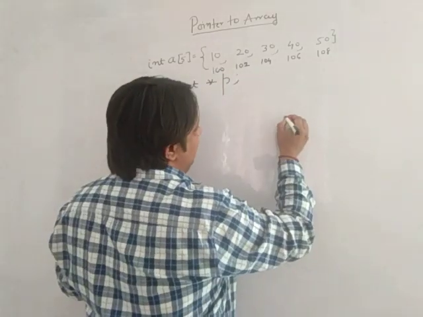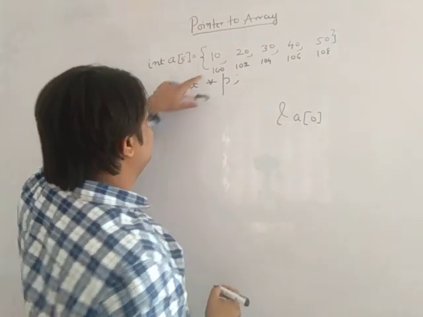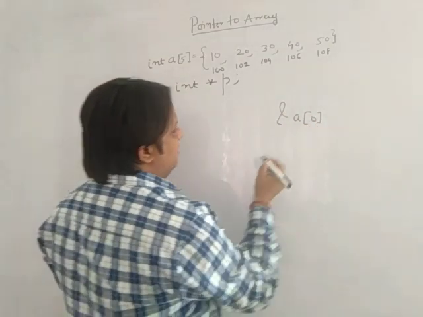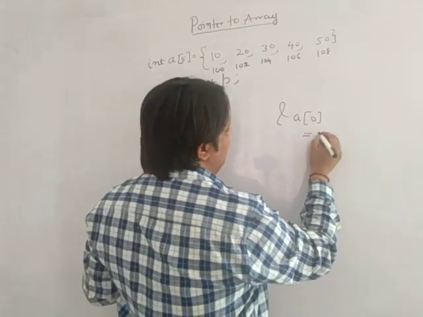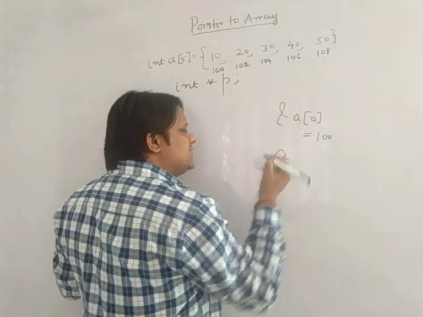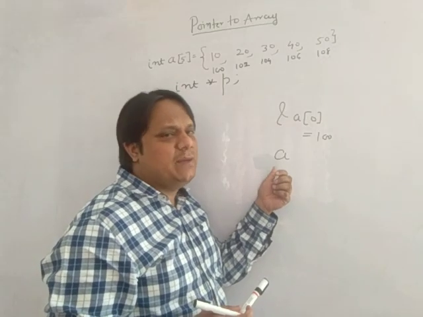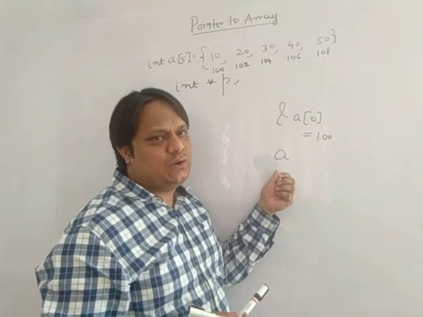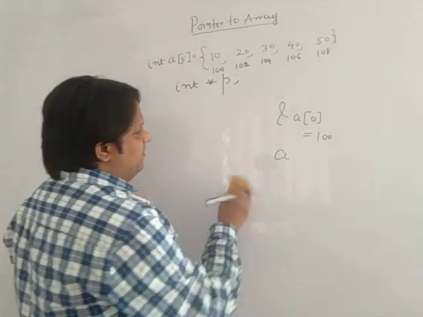Let's see. If you write address of A[0], fine. So what is the value of A[0]? Sorry, A[0] is 10. What is the address of that 10? It is 100. You can do it this way also. And you can also write simply A, as I already told you, the name of the array means what? The name of the array means the base address of the 0th element of the array. So when you write A, it is nothing but the base address.